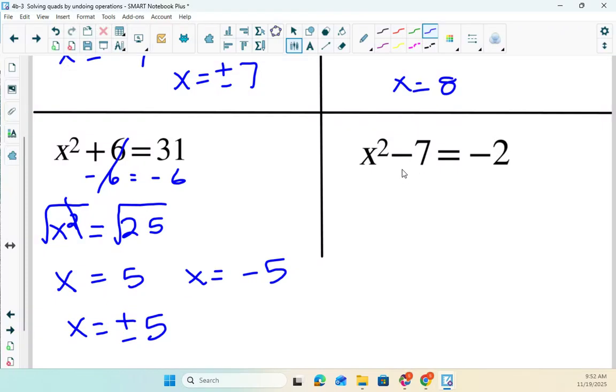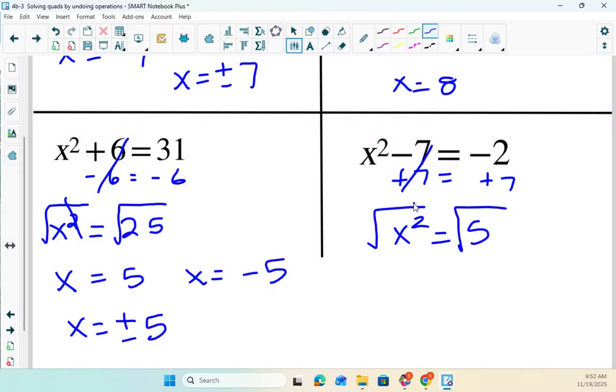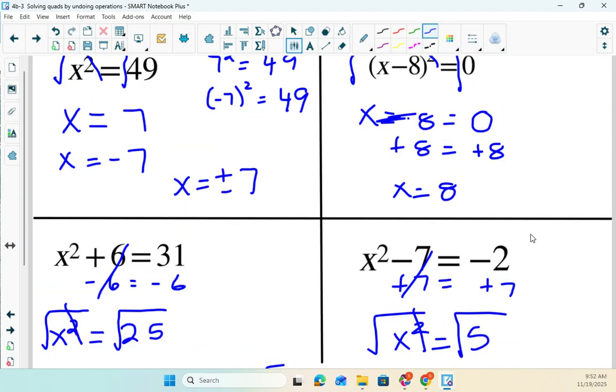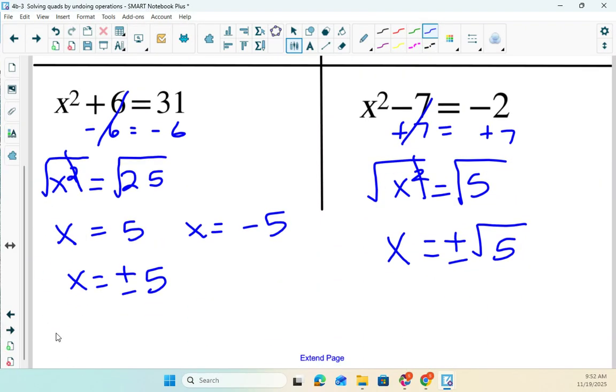Next example here, same thing, you add 7 to both sides of the equation, and you have x squared is equal to 5. Now, if you take the square root, 5 is not a perfect square, and so you will write your answer as x equal to plus or minus the square root of 5. So every time you solve quadratics, you should have two solutions, except a case like this, where it's already equal to 0, and you will have one solution.